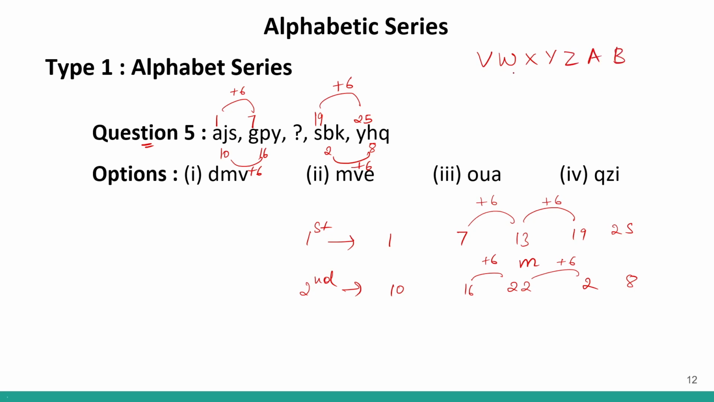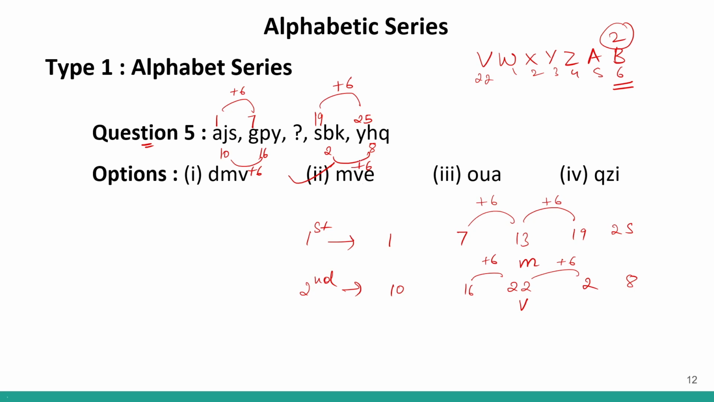So if at 22 position I add 6, 1, 2, 3, 4, 5, 6, I'll get this position and this position is 2. So here also I have added 6. So at 22 position we have V, so the next will be V. I can see only option number 2 with M, V and E. Therefore this will be my answer.